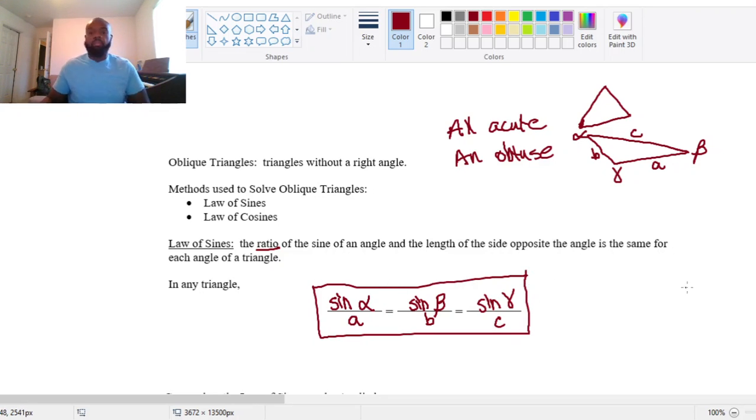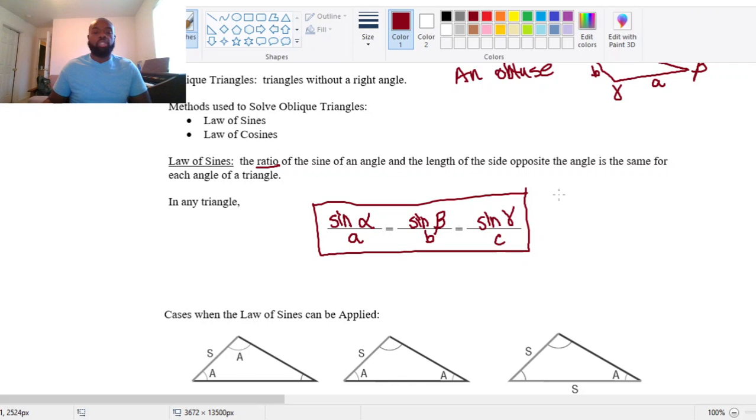All right. Now, this works in any triangle, whether it's a right triangle or not, it works in any and every triangle. But we definitely use these in oblique triangles, whether an obtuse triangle or a triangle that has all acute angles. I didn't label this and all that stuff, but it still works for triangles with all acute angles. And so we're going to see how we can use this.